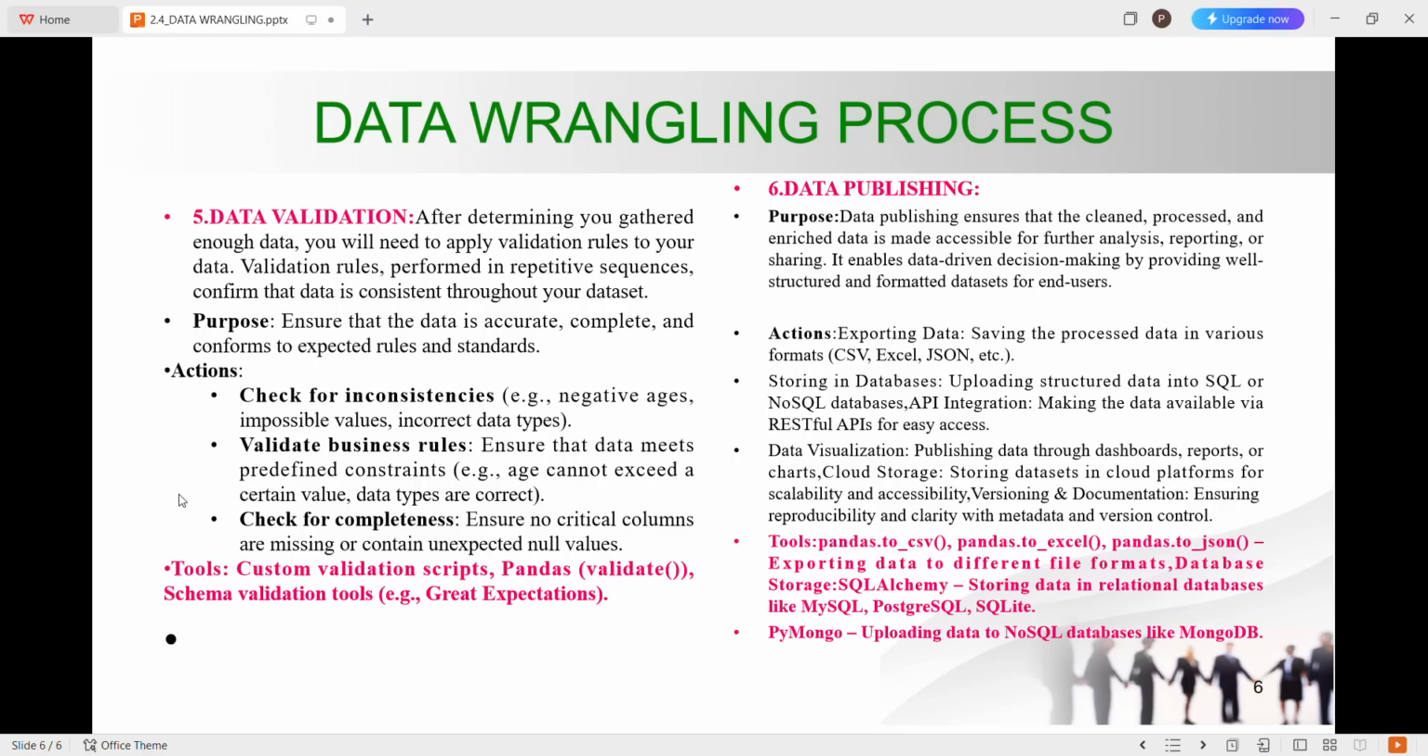When you move on to the tools, you can use anything: pandas to_csv or to_excel, or in the case of SQL, you can use MySQL, or you can go in for PyMongo. Any of the tools could be used. Thus, all six processes in data wrangling are: starting with data discovery, organizing it, cleaning it, then enriching the data, validating, and the final stage would be publishing.